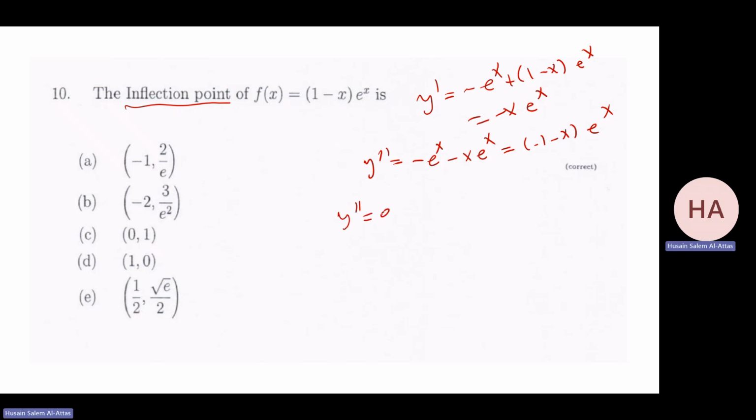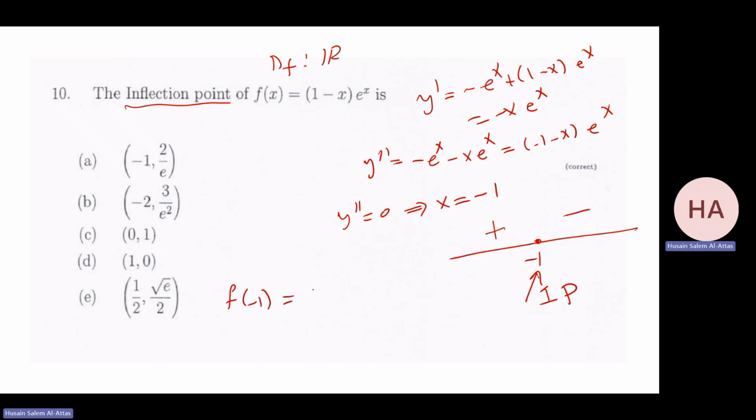Y double prime equals 0. So I have x equals minus 1. The domain of the function is all real numbers, I have no restrictions. So I have minus 1. Before minus 1, take a value, take minus 2. That will be positive, and after this will be negative. So there's a change of concavity. This is the inflection point. And what will be f of minus 1? It will be 1 minus minus 1, 2, e to the minus 1, which is 2 over e. So this is my answer.